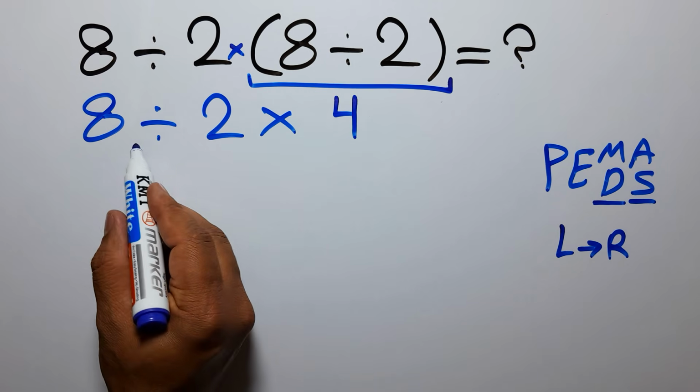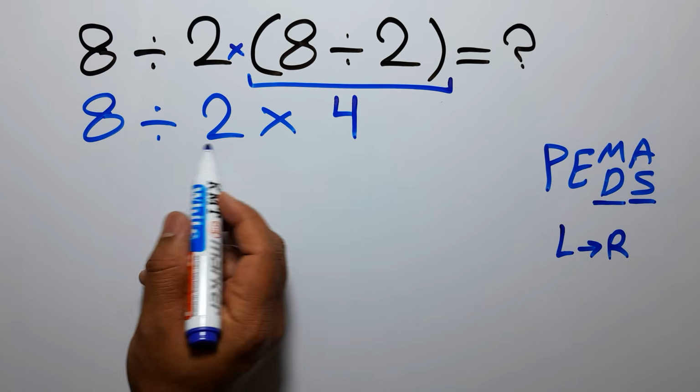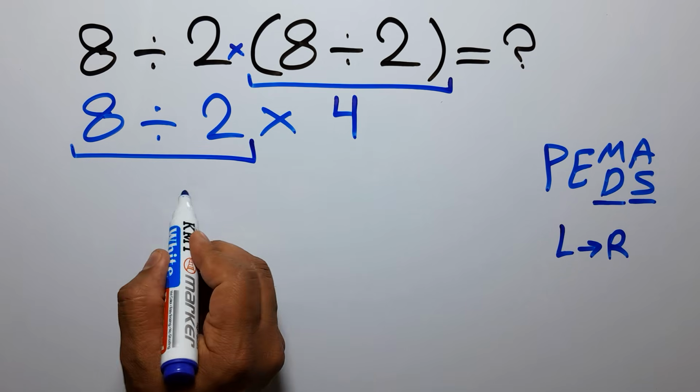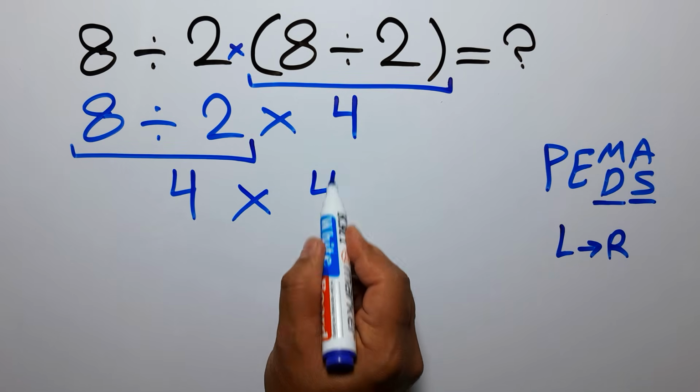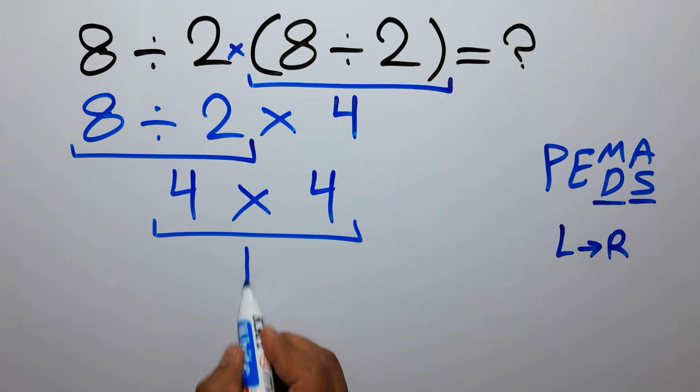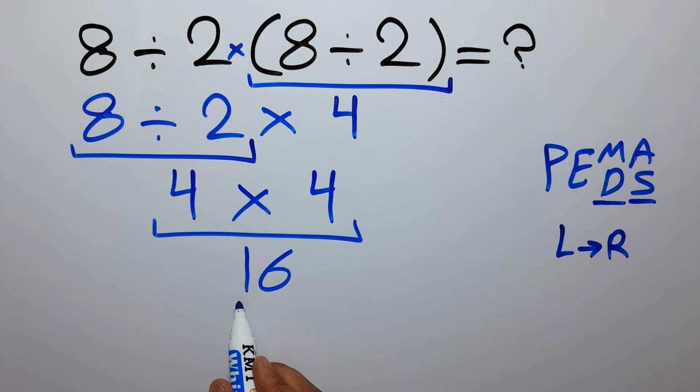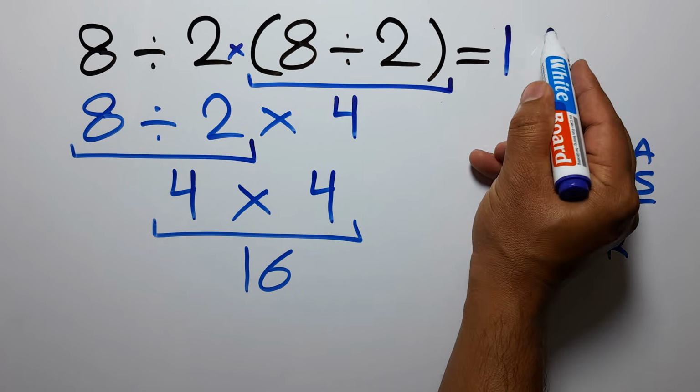So here first we have to do this division. 8 divided by 2 gives us 4. So we have 4 times 4, which equals 16. And this is our final answer to this problem. The correct answer is 16.